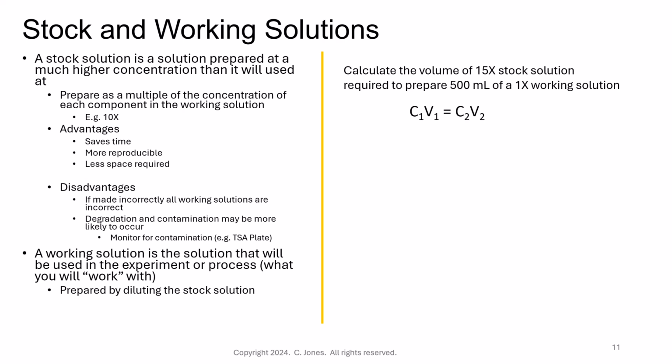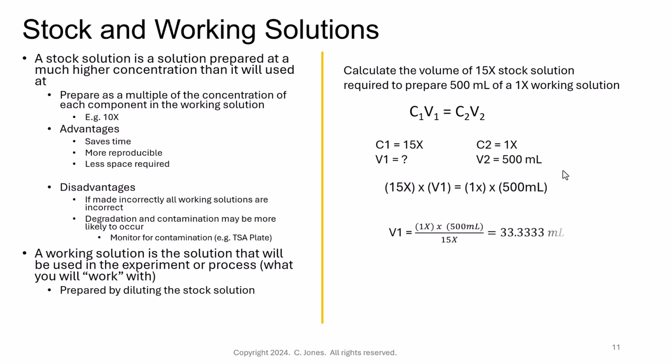And so in this case, the 15x and the 1x are our concentrations, and we have the volume of 500 mils. So again, we assign numerical values to each variable. C1 is 15x, C2 is 1x. V1 is what we're trying to determine because it's the volume of the concentrated solution, and V2 is what we want to prepare, 500 mils. So we plug these values into the equation, solve for V1, right? Divide both sides by 15x, and V1 is 33.3333 mils, or we're going to round this to 33 mils, okay?